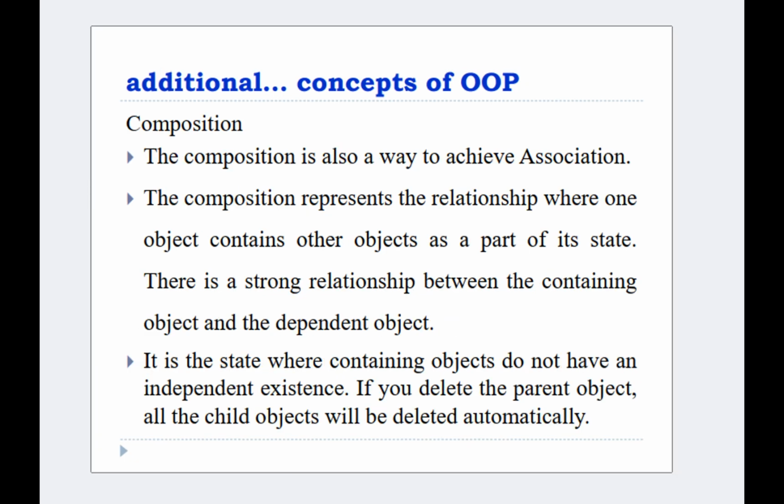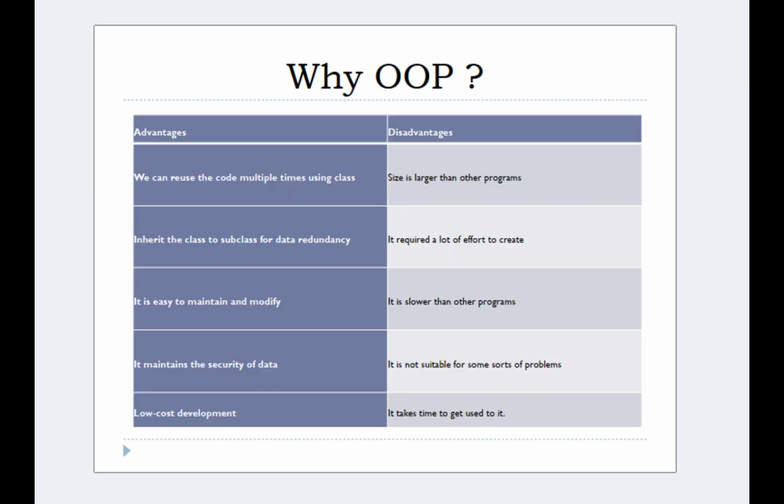Additional concepts of OOP. Composition. The composition is also a way to achieve association. The composition represents the relationship where one object contains other objects as part of its state. There is a strong relationship between the containing object and the dependent object. It is the state where containing objects do not have an independent existence. If I delete the parent object, all the child objects will be deleted automatically.